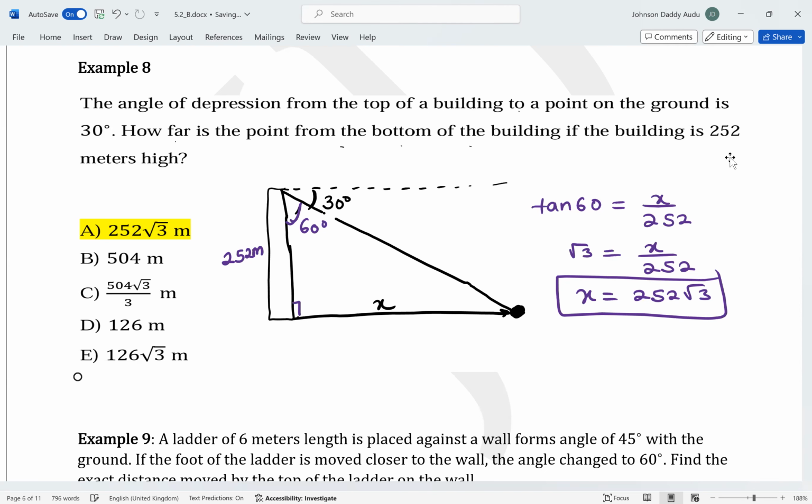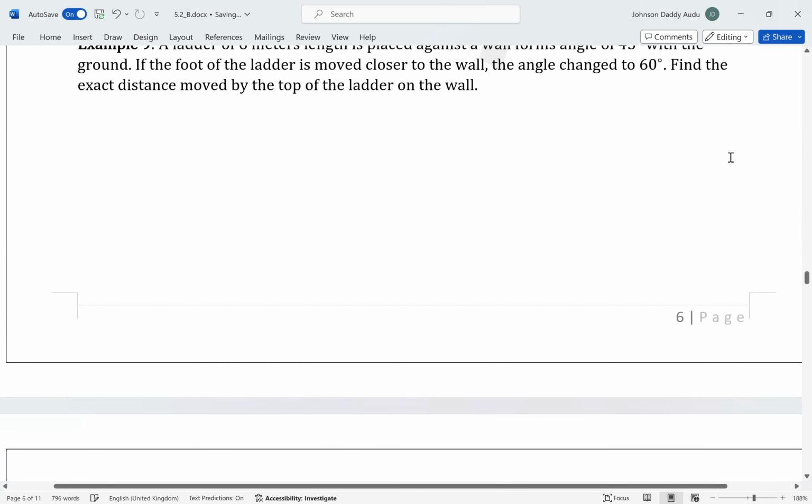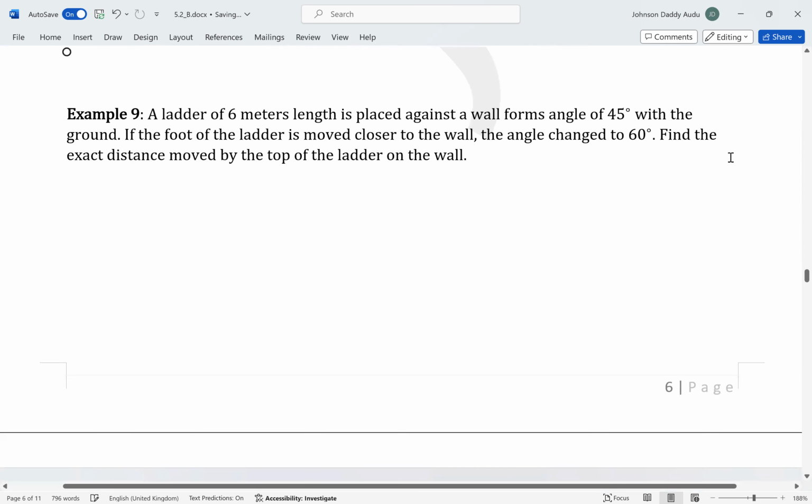All right. Now, example 9. Example 9 is about a ladder of 6 meters length, which is placed against a wall to form an angle of 45 degrees with the horizontal ground. So what we have is a ladder here, right?